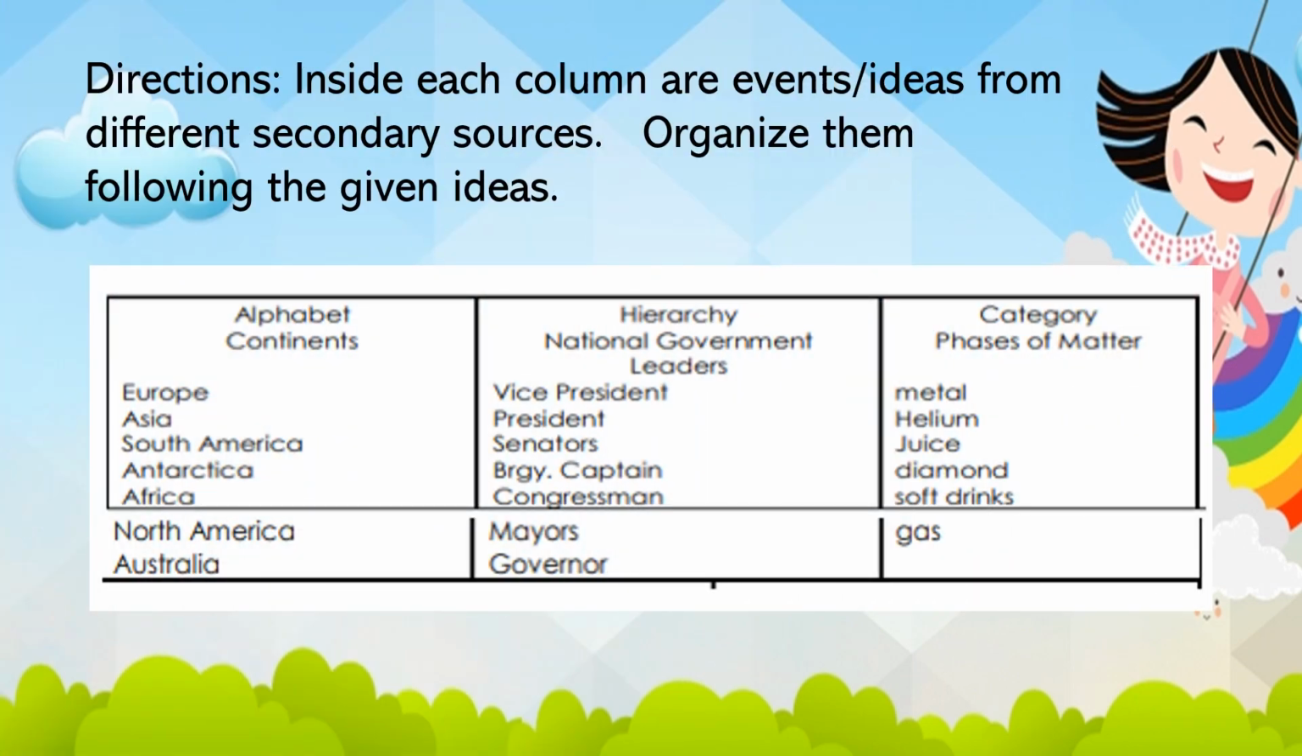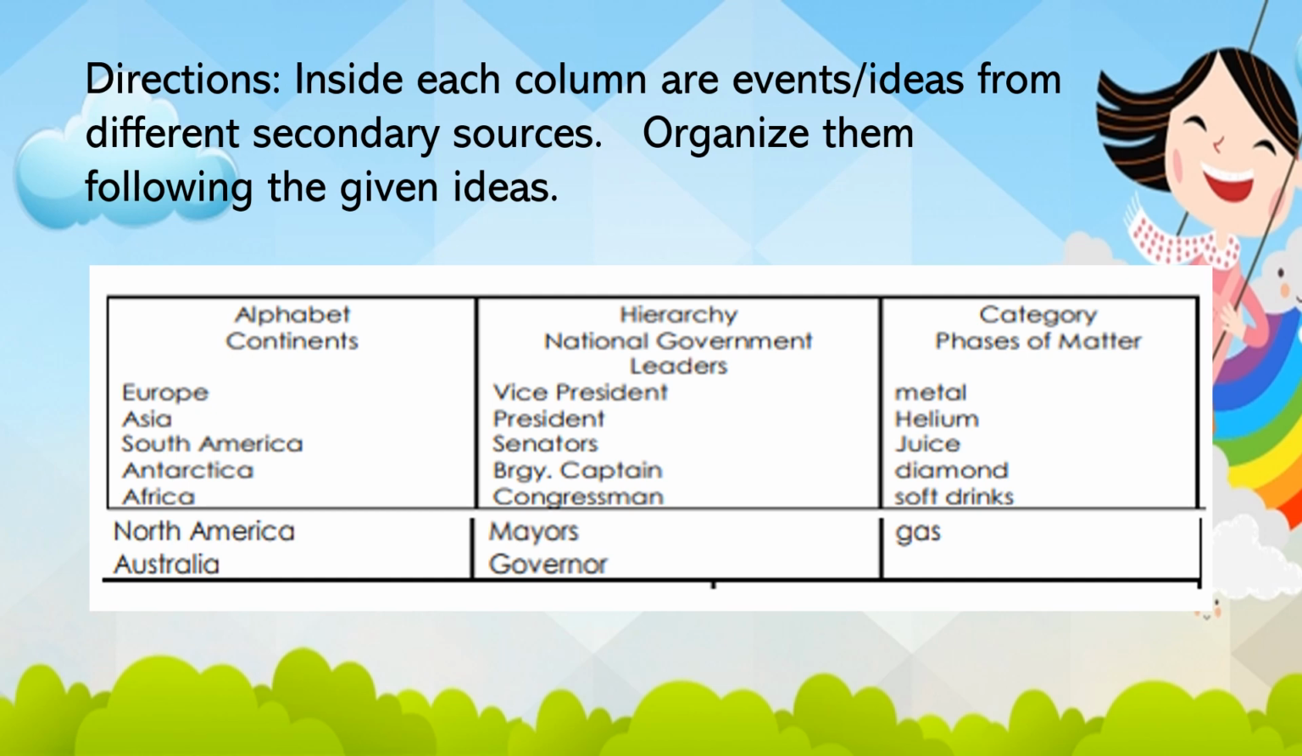Inside each column are events or ideas from different secondary sources. So you're going to organize them. First, alphabet. We have different names of continents and you're going to arrange them in alphabetical order. We have Europe, Asia, South America, Antarctica, Africa, North America, and Australia.